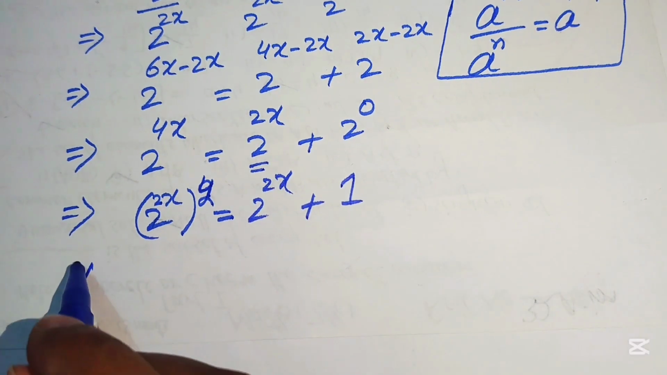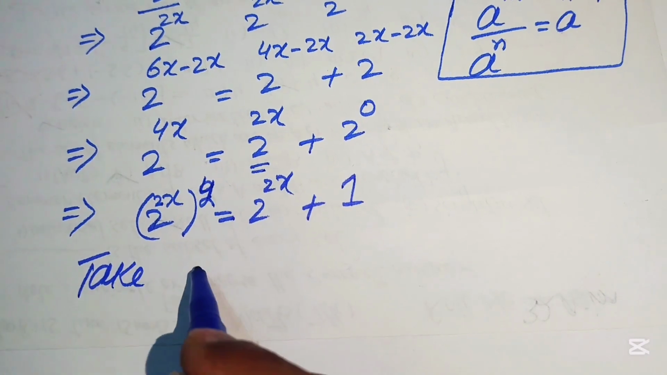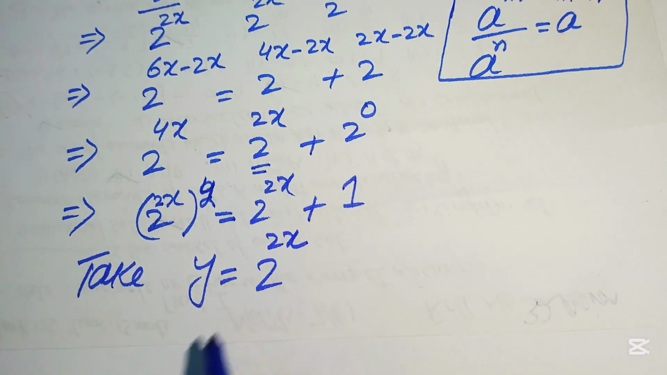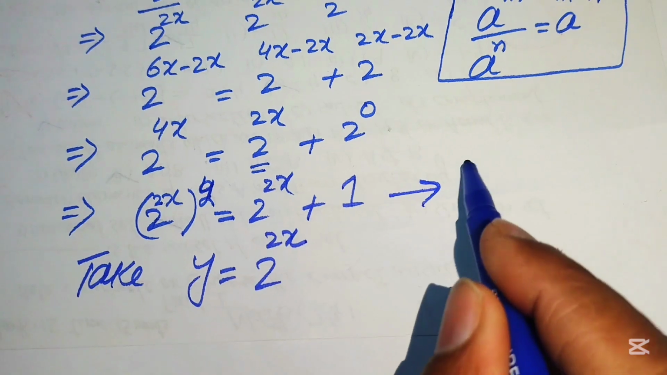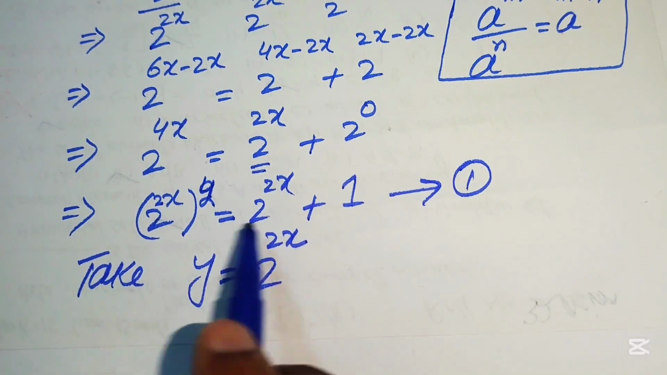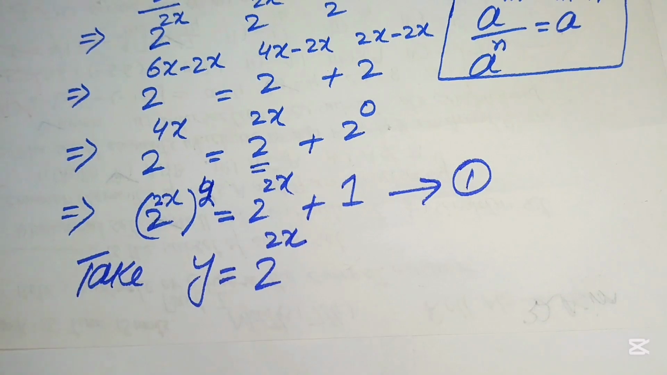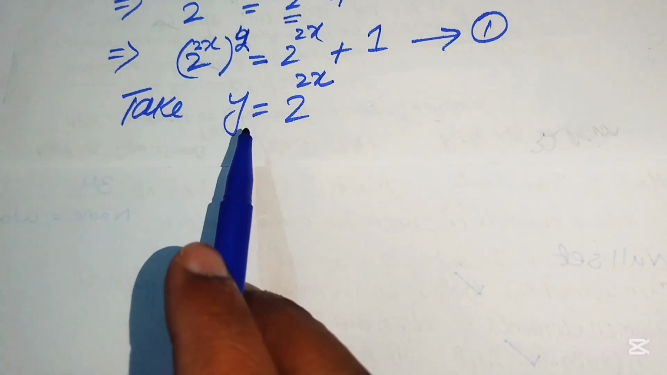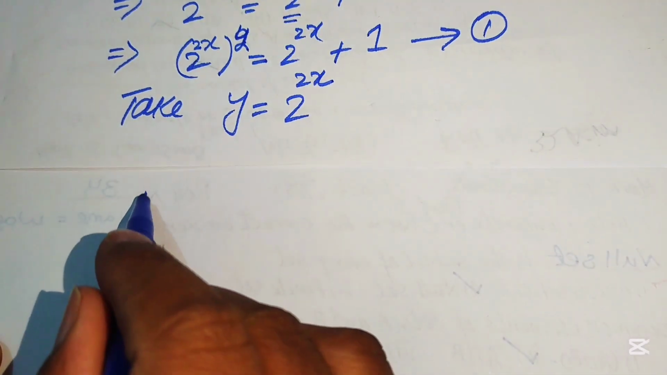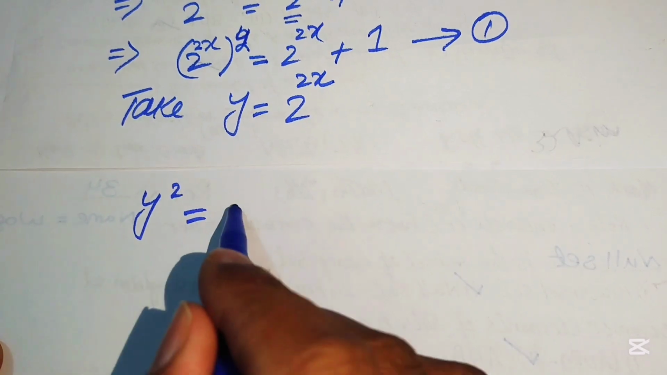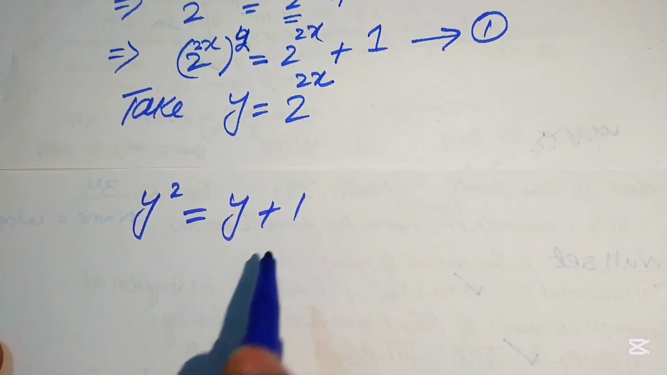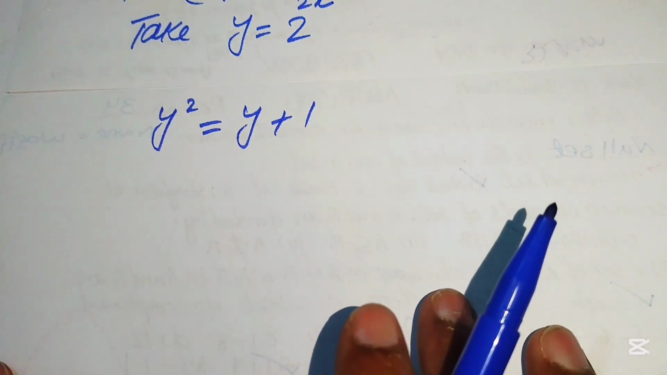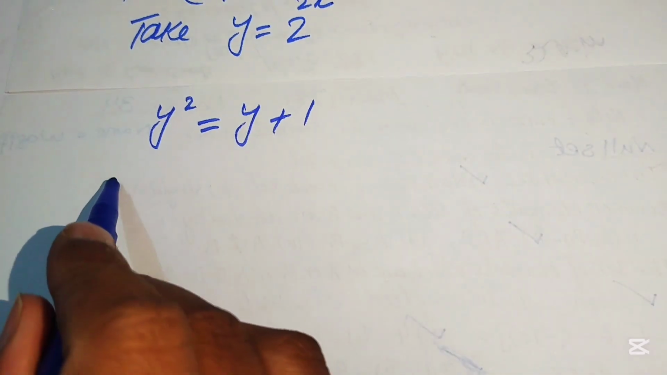Okay, so here we need to take some substitutions, and we write y equals to 2 to the power of 2x. So we call this equation number 1. We substitute y equals this in equation number 1, so that after applying this value, our equation number 1 becomes y square equals to y plus 1. Okay, so further you see here this becomes the quadratic form.